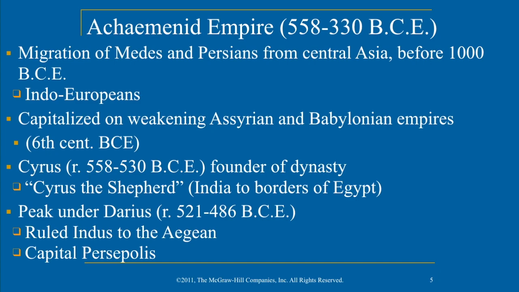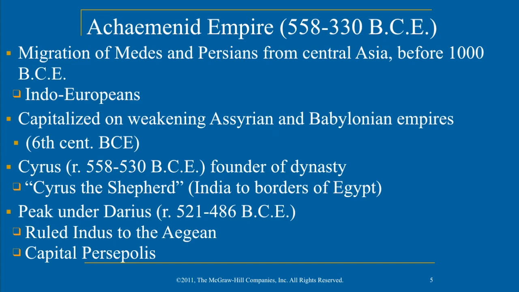The reason the Achaemenid Empire came into being was that it capitalized on weakening Assyrian and Babylonian empires. We go back to the 6th century BCE from earlier chapters, and you'll see that we're talking about the Babylonian Empire. Think back to Hammurabi and his code. He was a Babylonian, and so we are looking at the succession to his area, who takes over after him and the empire he had founded.